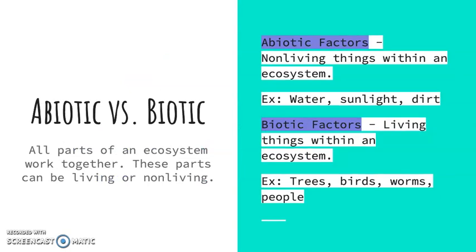So abiotic versus biotic. All parts of an ecosystem work together. These parts can be living or non-living. Abiotic factors are non-living things within an ecosystem. This can include water, sunlight, dirt, and more. Biotic factors are living things within an ecosystem. This can include trees, birds, worms, people, and more.